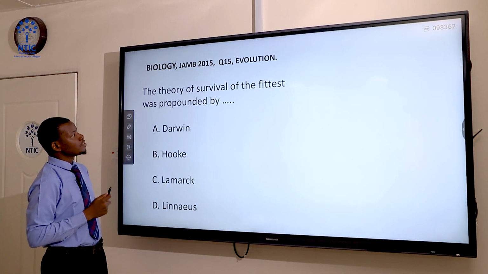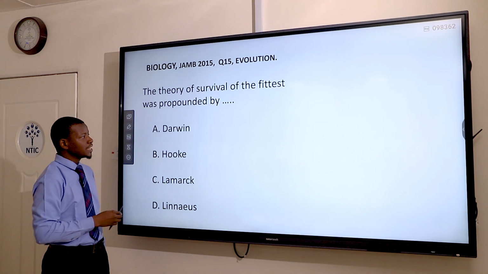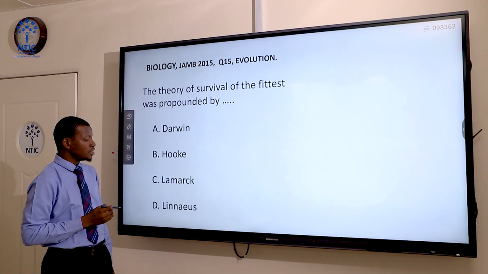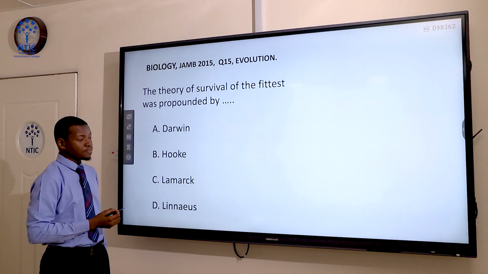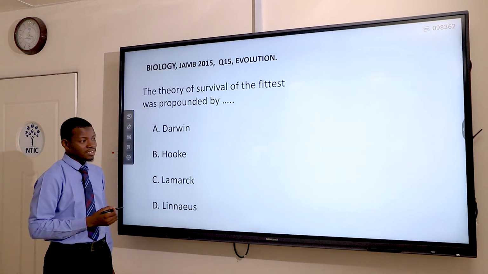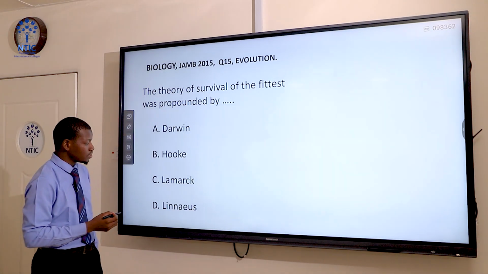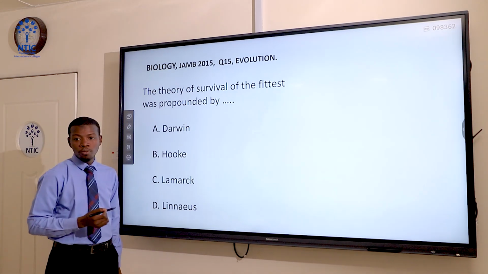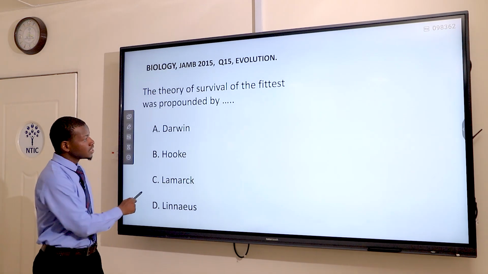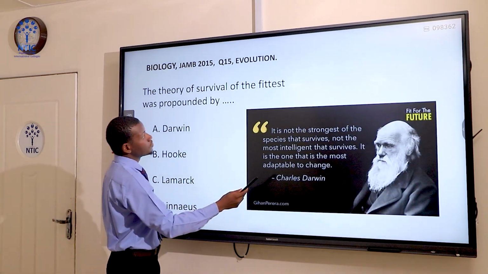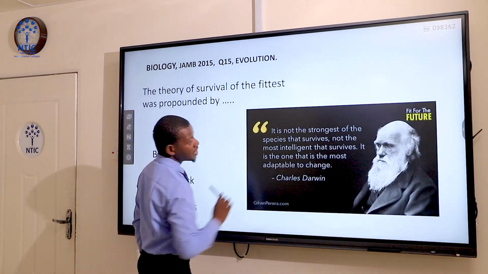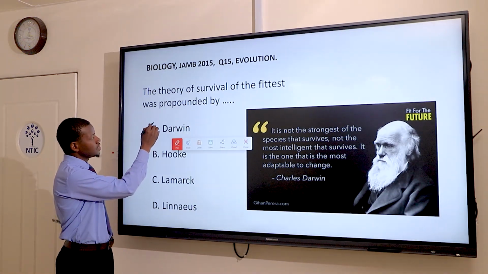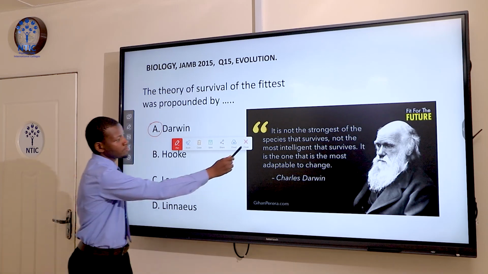The theory of survival of the fittest was propounded by A, Darwin, B, Hooke, C, Lamarck, and D, Linnaeus. Carolus Linnaeus is the father of classification. He was the one that designed the taxonomy system in biology. Jean Lamarck stated the theory of use and disuse, and Robert Hooke discovered the cell. Charles Darwin is the father of evolution, and he's the one that propounded the theory of survival of the fittest. So option A is the correct option.